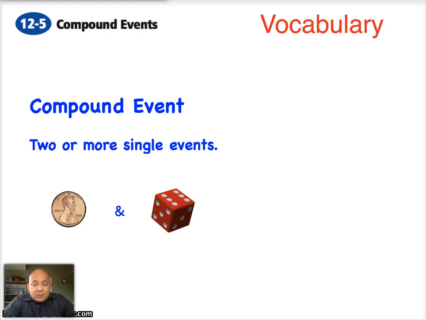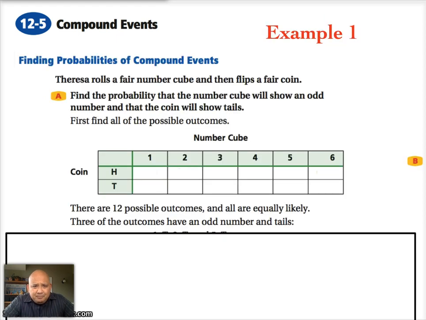Vocabulary word or term is compound event, which means two or more single events. It could be the flip of a coin and a roll of a die. It could be a roll of 3 die. It could be a flip of 2 coins. It could be figuring out shirt and shorts options for the summer. Those are all examples of compound events.